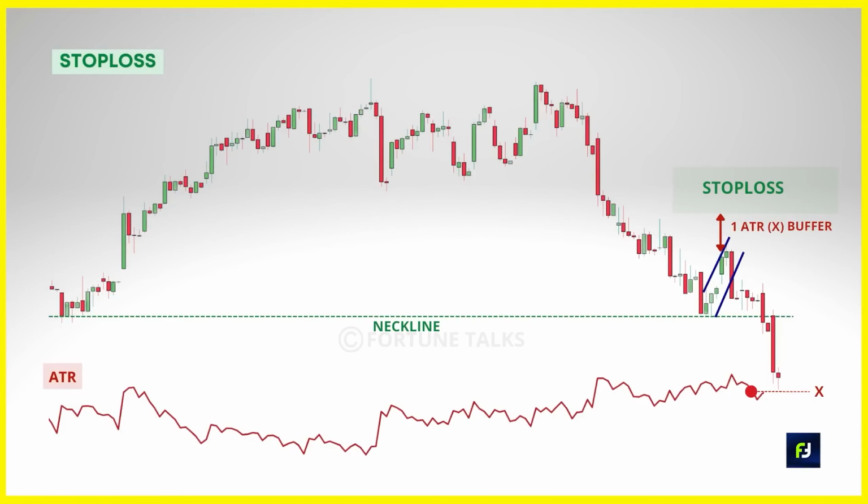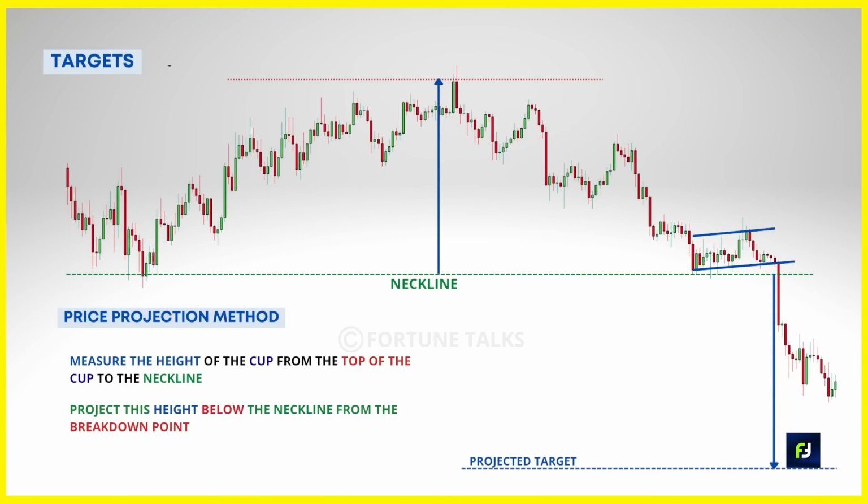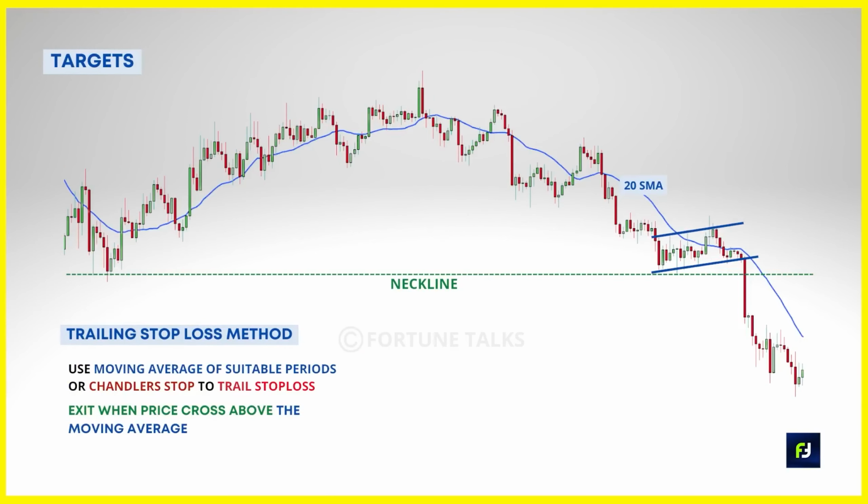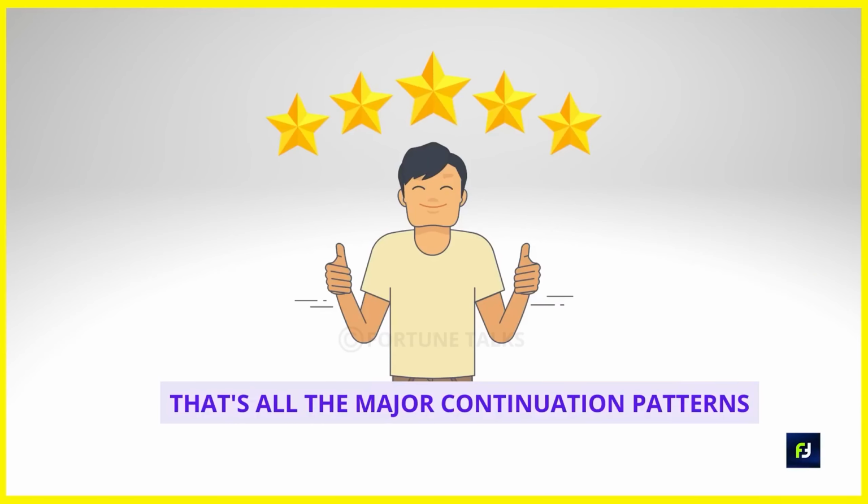Now the stop loss can be placed with 180 buffer above the handle of the pattern. And finally, the target can be set equal to the height of the inverted cup from the neckline to the top of the cup, and projected below the neckline from the breakout point. Yet another way is to ride the whole trend using a trailing stop loss method using moving averages, and exit only when the price moves above the average. Now that is all the major continuation patterns in a single video.